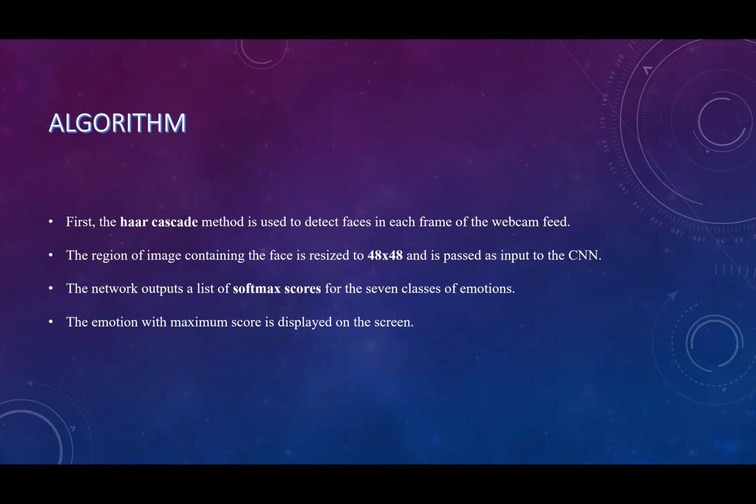Now coming to the algorithm, first we use the Haar cascade method to detect the faces in each frame of the webcam feed. Then the region of the image containing the face is resized to 48 by 48 and passed to the input of the CNN. This is done as our original dataset consists of images of the same size. The network outputs a list of softmax scores for the 7 classes of emotions. The emotion with the maximum score is displayed on the screen. That is our result. Now, Kanav will explain the further working of the model.